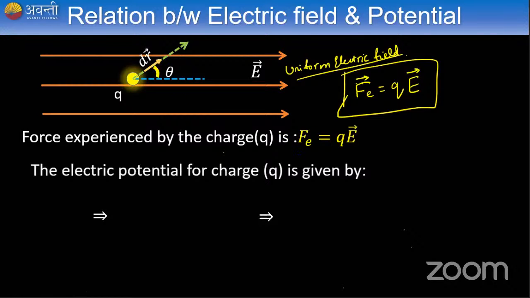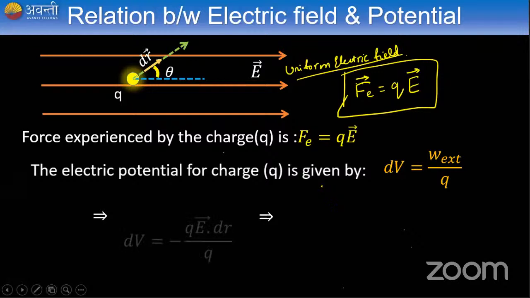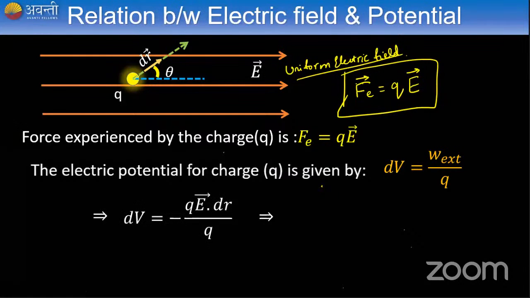So guys, the electric potential change experienced by the charge will be given by dV, so we learned this in our previous class. We learned the change in potential is nothing but external work done per unit charge, right? dV is equal to W external by q. Now we know dV is equal to W external by q, and we have to find what dV is. So what is my W external?